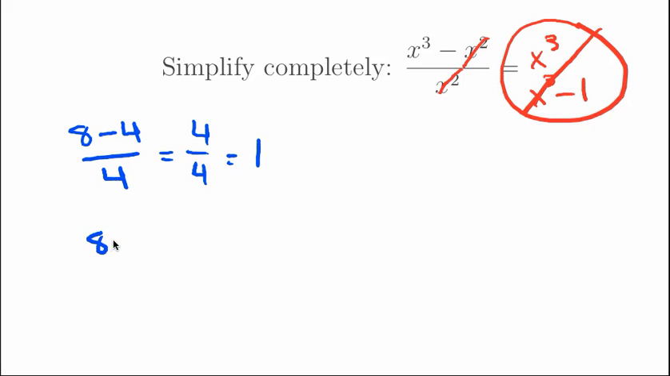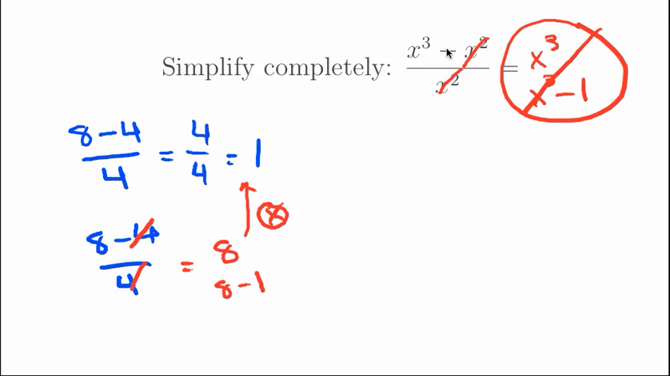If I do this incorrectly, by canceling off one of the terms, like the 4 here, I might get either 8 or perhaps 8 minus 1. And of course you can see that neither of those is right. So what happened? Why isn't this right?